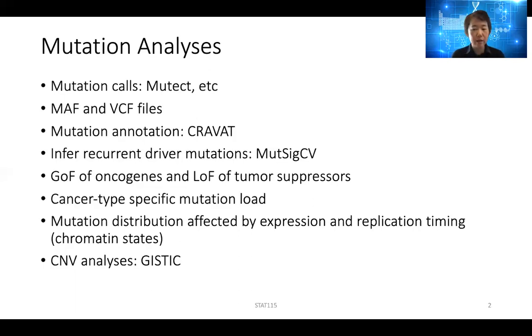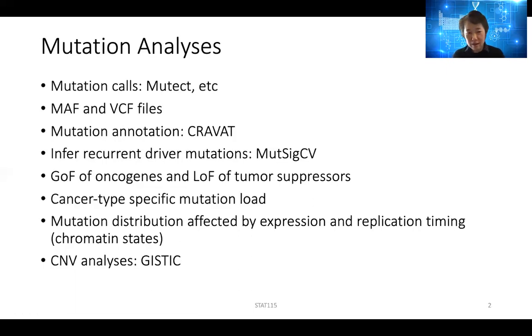We do not ask you to start from just FASTQ files or BAM files to get the mutation calls, because these are very computationally intensive tools, and they are usually done by big consortia. Even if you were to sequence your own DNA at a company or a CRO, they usually give you the mutation calls directly, and they usually come in MAF or VCF files. The question is, how do you understand your mutations?